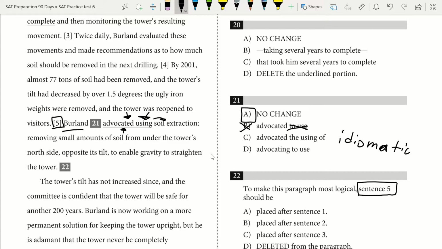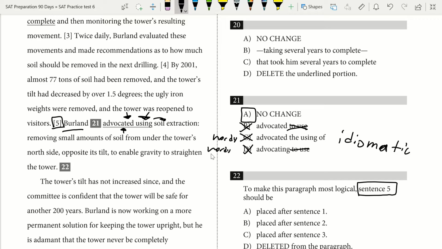Okay, so our answer for 21 there is going to be A. We wouldn't say advocated the using of soil extraction because that's really, really wordy. Okay, that's wordy. We don't want to be wordy. And then D, advocating to use soil extraction. Once again, that's also wordy. Okay, it's not concise and it's also not idiomatic. Okay, so answer choices B and C, they're both not idiomatic. They both are a little bit wordy. And then option D, there's no main verb there. Okay, and then option A is perfectly fine. Option A is our correct answer. It's idiomatic. It functions grammatically correct, so A is our correct answer for 21.